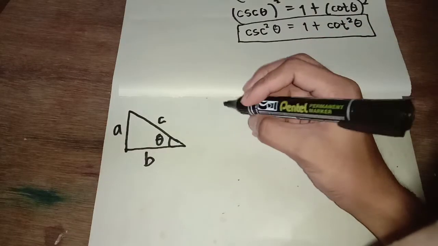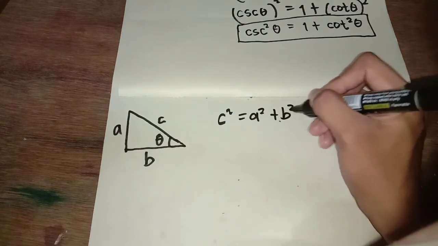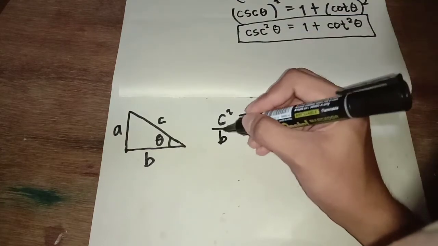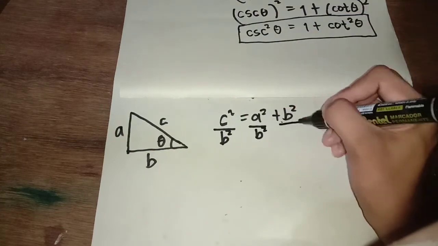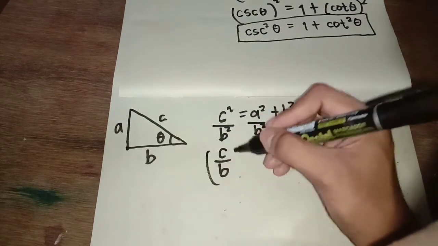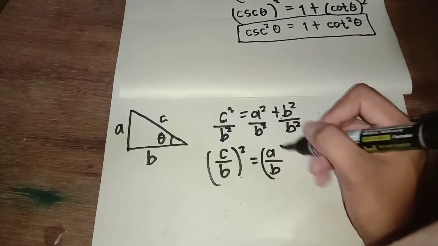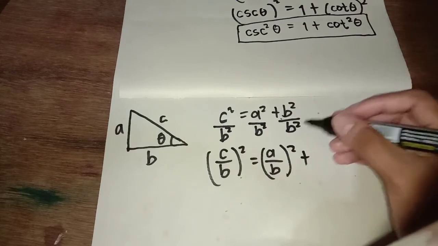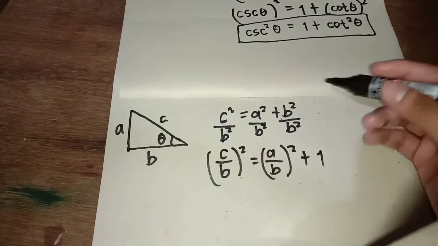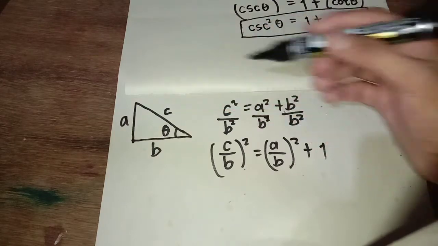So we derive another identity that cosecant squared theta is equal to 1 plus cotangent squared theta. Again, from the Pythagorean theorem, c squared is equal to a squared plus b squared. So, i-divide naman natin siya by b squared to both sides of the equation. So, this is c over b, the law of exponent, is equal to a over b squared plus b squared divided by b squared, that is 1. So, from the given 6 trigonometric functions, we have c over b.